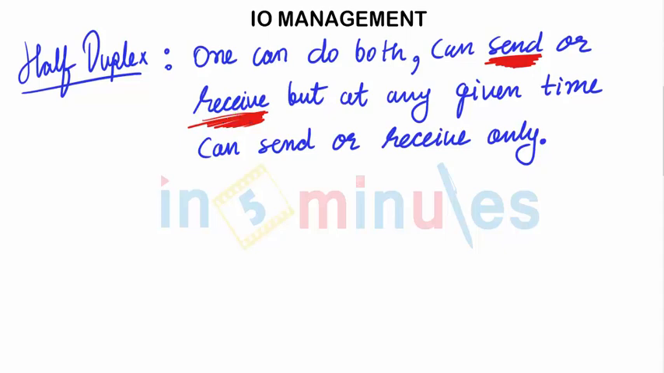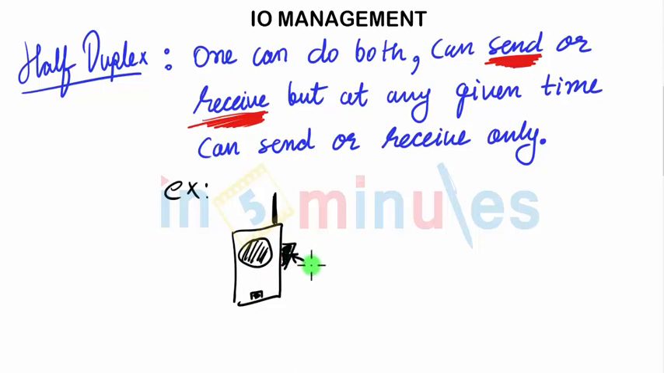The easiest way of understanding this would be a traditional walkie-talkie. If you have seen a walkie-talkie, also known as a push-to-talk service, it has a speaker and a small mic at the bottom. They have a push button. If we press this button, you can send. If you release, you will listen.